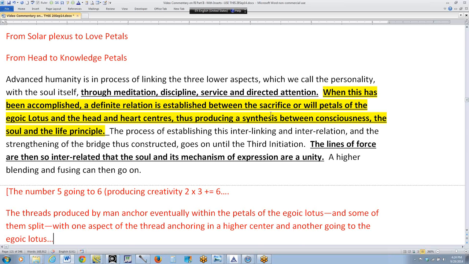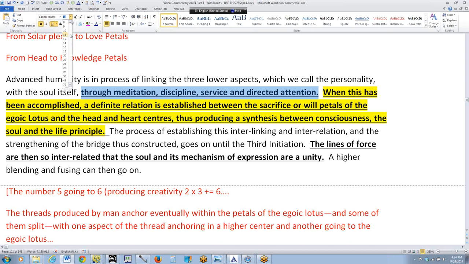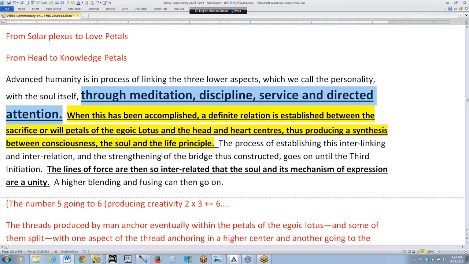through meditation, discipline, service, and directed attention. And this is the way the linking occurs from the personality to the soul. Now, when this has been accomplished, a definite relation is established between the sacrifice or will petals of the egoic lotus and the head and heart centers. So there has been a thread being sent to the head center, and there has been a thread emanating from the heart center, thus producing a synthesis between consciousness, the soul, and the life principle.